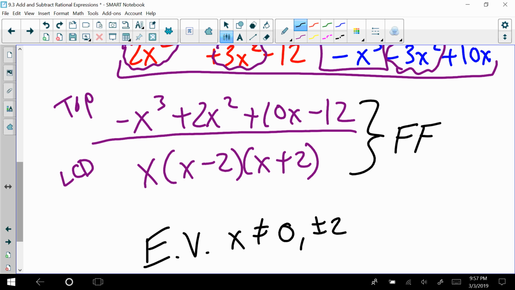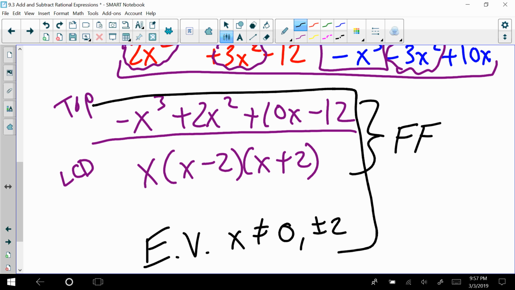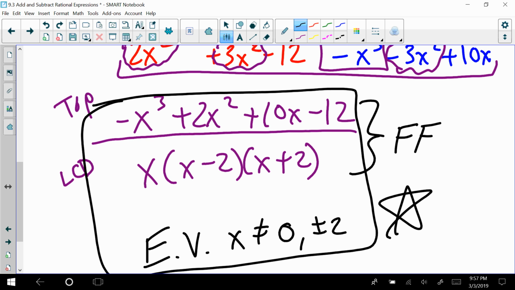Now, the only question is, does the top here, this thing up here, does it factor? Okay. Now, I could make you go through and try to do it by grouping, or I can make you go through and do it synthetically. But for now, I think we'll just leave that stuff. And there's our answer. And that completes 9.3.